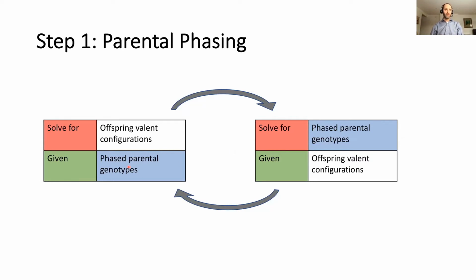So the way the software starts is by making an assumption about the phased parental genotypes, and then given that assumption, it will find for each offspring the most likely valent configuration. It then goes to the second half of the iteration and says, okay, let's now assume that we know what the valent configurations are for each offspring, and then what was the most likely phasing configuration for the parents, given that. So eventually it converges to a solution, and that concludes step 1.